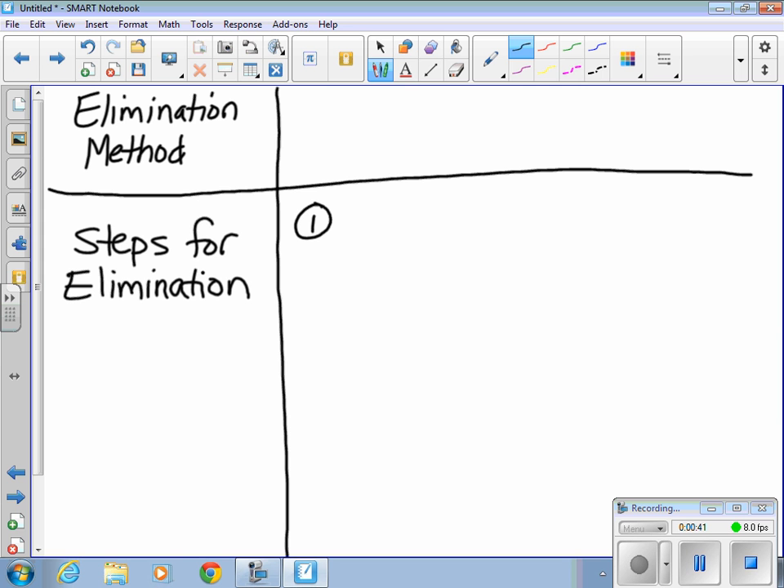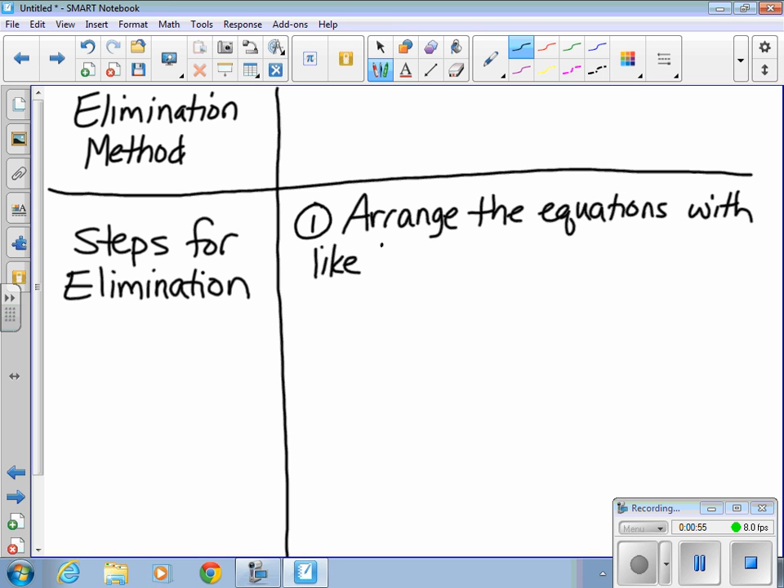All right, for step one, you are going to need to arrange the equations with like terms in columns. So basically what that is saying is that your x needs to be stacked over top of your x, your y over top of your y, etc. Right? It's got to be lined up in columns.